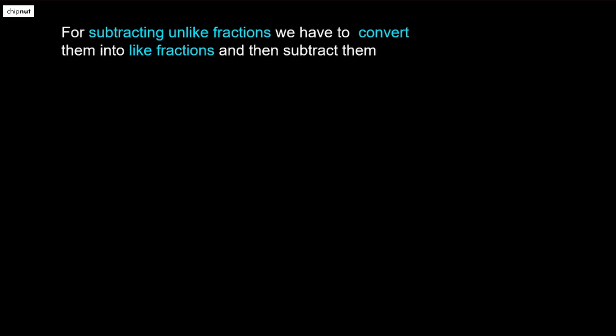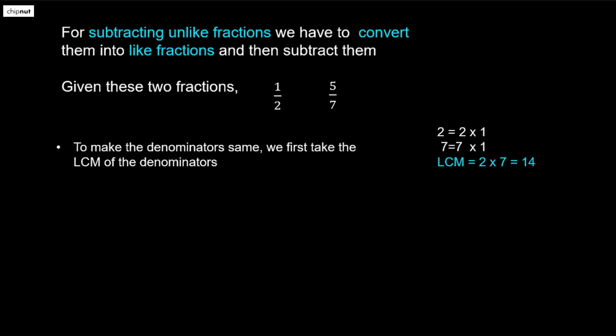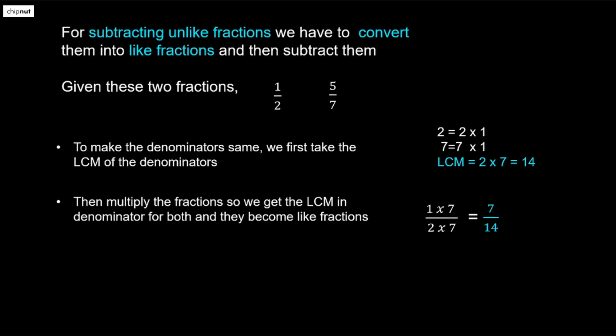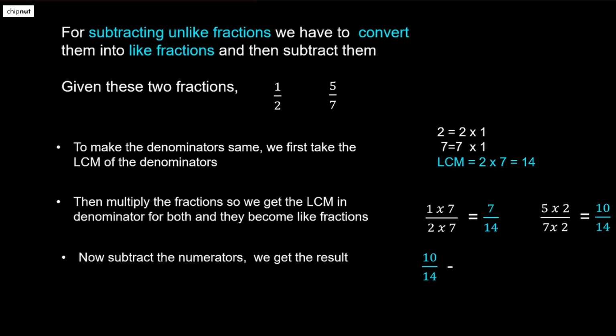Same with the subtraction. For subtracting unlike fractions, we have to convert them into like fractions and then subtract them. Given these two fractions, we repeat the operation like we have understood in the previous case and get the fractions 7 by 14 and 10 by 14, which are like fractions. We subtract them and we get the result as 3 by 14, and this is the answer.